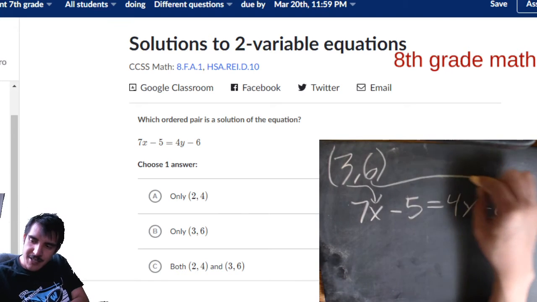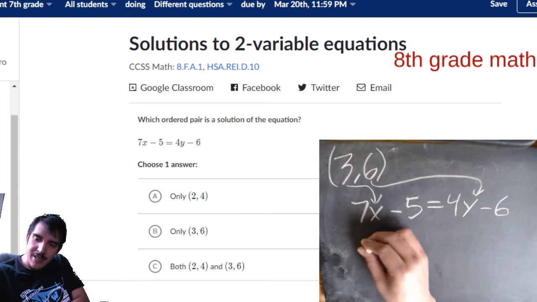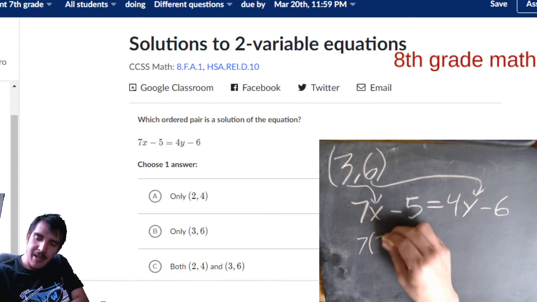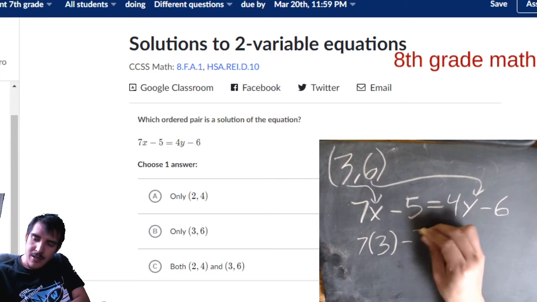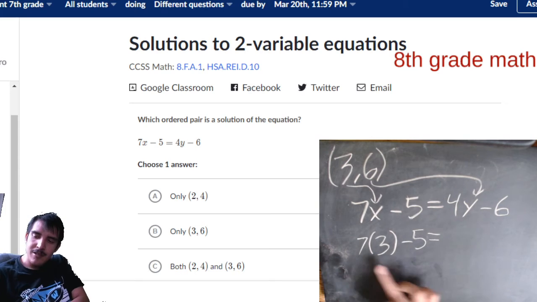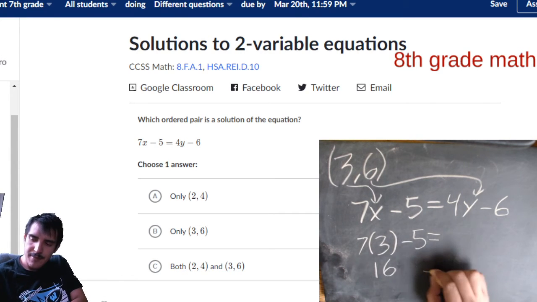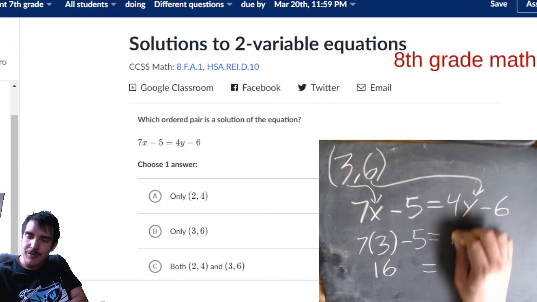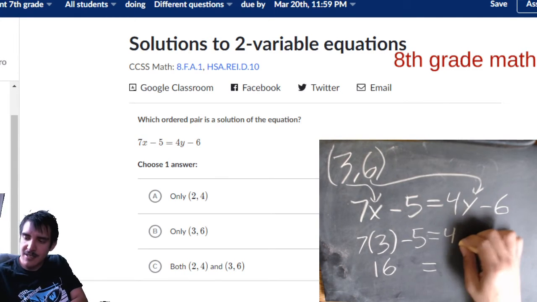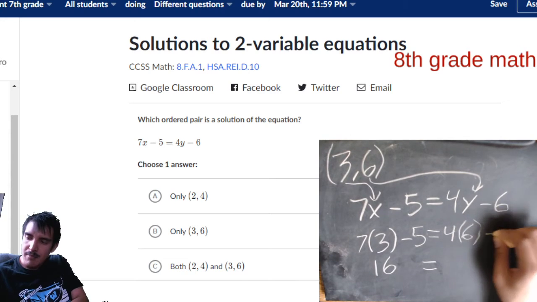Let's try it. 3 goes there, 6 goes into y. 7 times 3, that's 21, minus 5. 21 minus 5 is, I believe, 16. On this side, we get 4 times 6 minus 6.